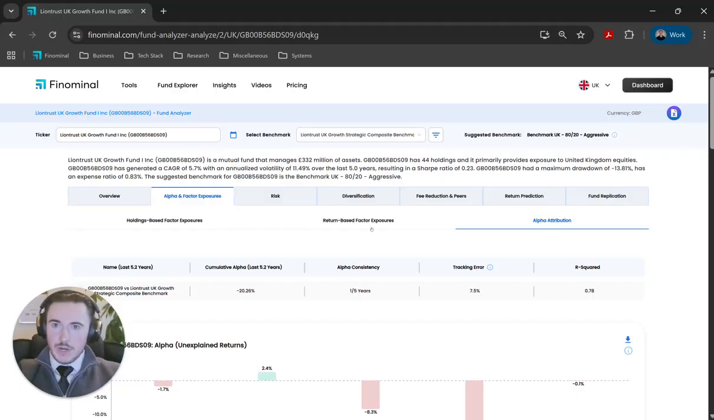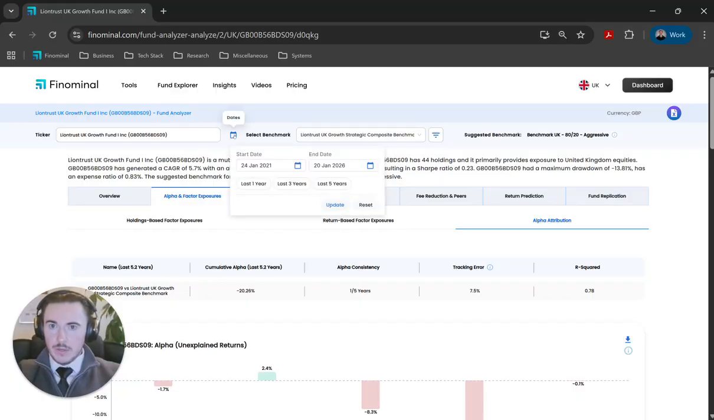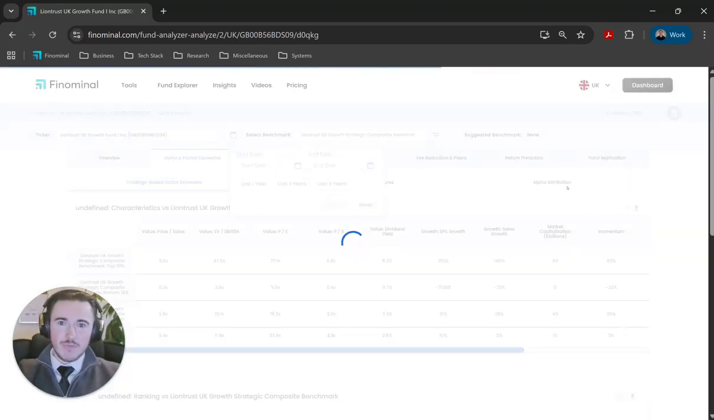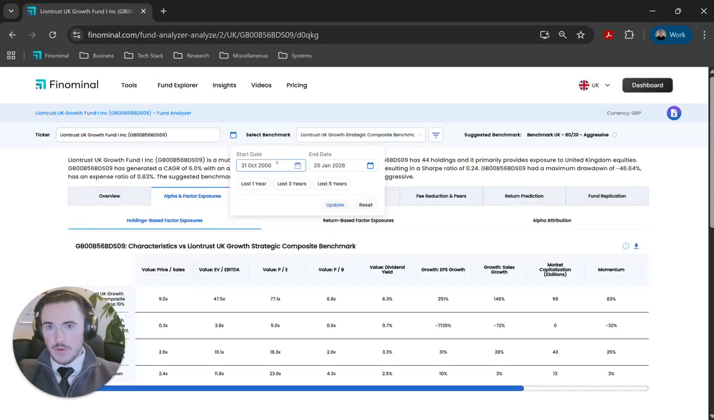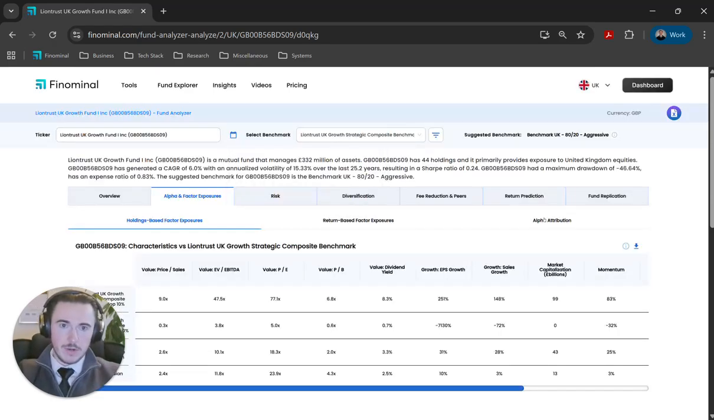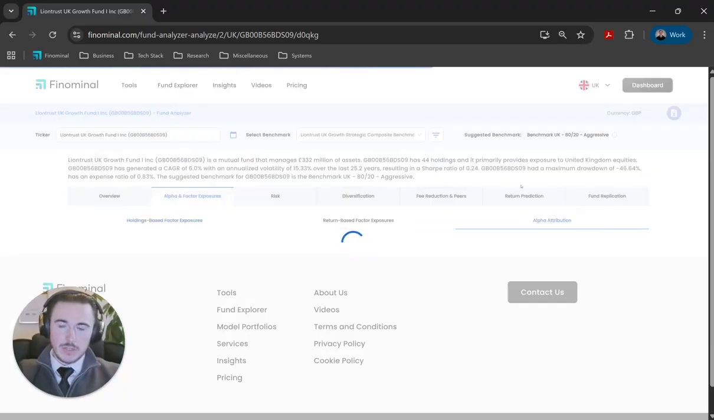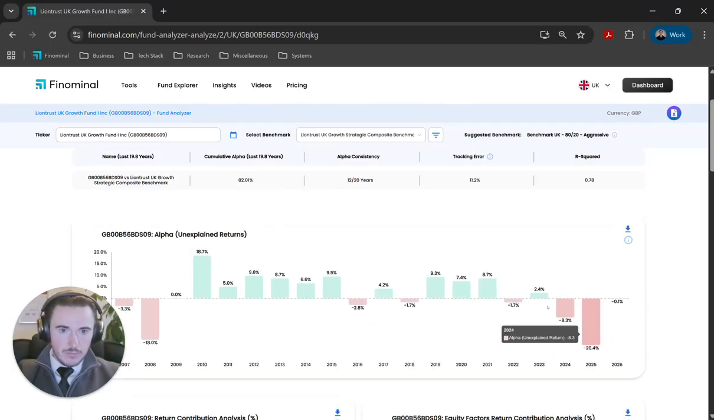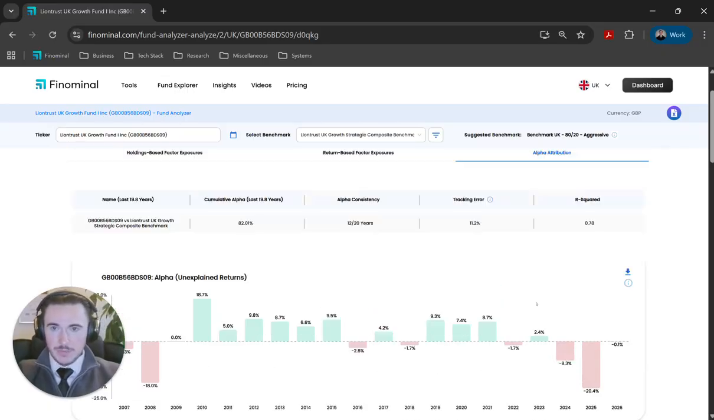And we are going to look at alpha attribution now, where this will be the last time I will look at this since inception, because that seems fair, of course. So I'm going to reset this since 31st October 2000, because that's the data I got for the benchmark. Looking at alpha attribution now, we can see alpha consistency of 12 out of 20 years, cumulative alpha of 82%, and if we look at more recent years, we're actually seeing negative unexplained returns, is what to note.